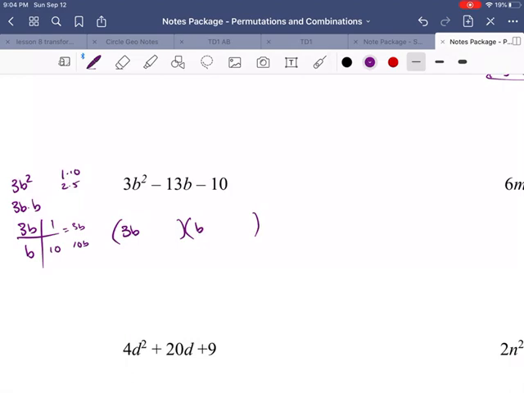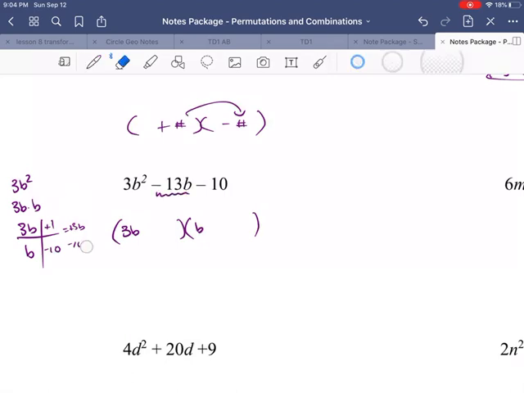But if I make them one positive and one negative, which you have to, because when you multiply your first and your last number here, I want it to end up being negative. The only way to do that is to make one positive and one negative. Well, if I do that, I'm not going to get that difference of 13 that I want. So that's not going to work.